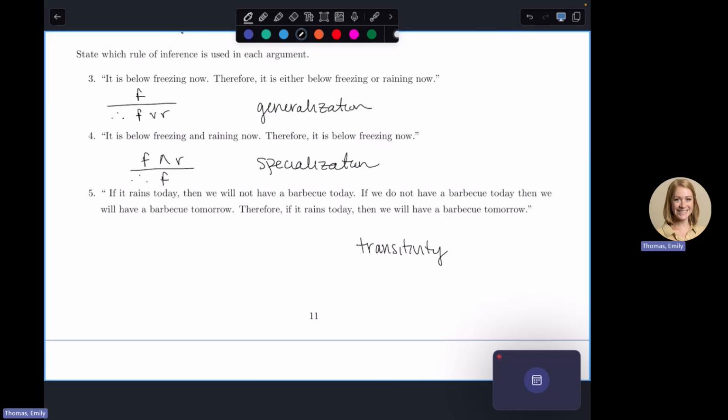Okay. If it rains today, then we will not have a barbecue. If we do not have a barbecue today, then we will have a barbecue tomorrow. Therefore, if it rains today, then we will have a barbecue tomorrow.